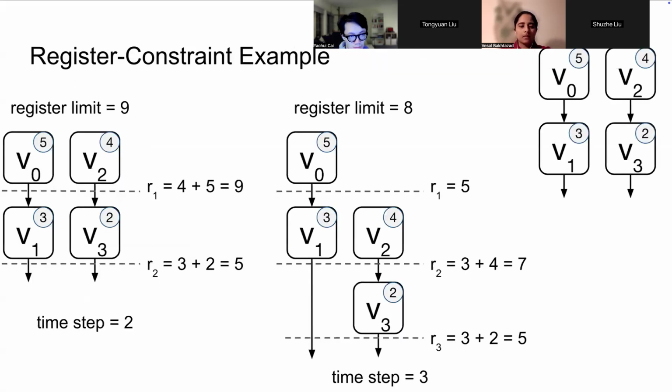And here is the example for the register constraint formulation. On the left, the register limit is 9, and we need to use at least 2 cycles to schedule these four operations. However, if we reduce the register limit to 8, because we don't have enough registers, we need at least 3 clock cycles to schedule them.